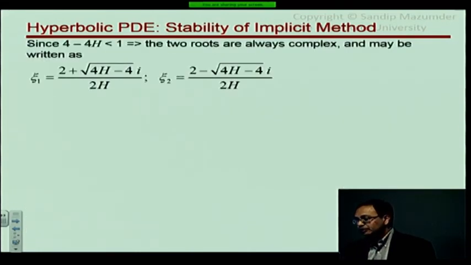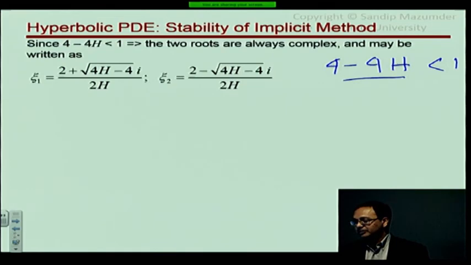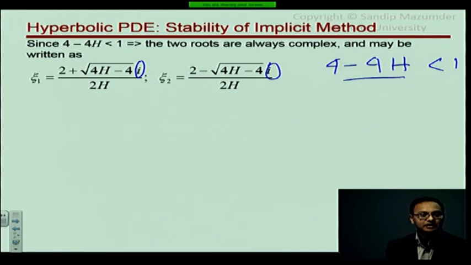So what I'm going to write it as, we found in the earlier analysis that 4 minus 4h is always negative. So instead of writing it that way, I've inverted it. I've written it as 4h minus 4 and then taken the square root of minus 1 outside the square root sign. So I just reversed the sign and wrote it that way.